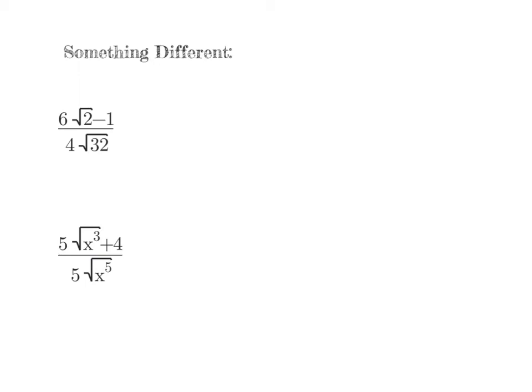So in the case of 32, we want to think of it as breaking it down. So 32 is 16 and 2. So this is the square root of 16 times the square root of 2. So really what we have is 4 times 4 square roots of 2. So we're going to rewrite this, and instead we still have 6 square roots of 2 minus 1. But now this is 16 square roots of 2. And the part that we have to rationalize here is the square root of 2.